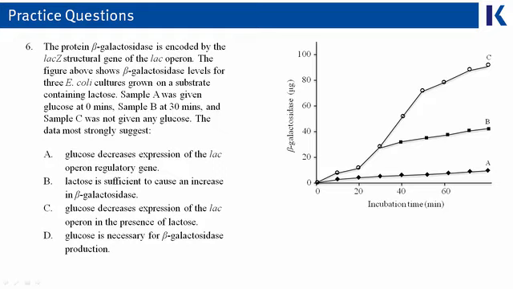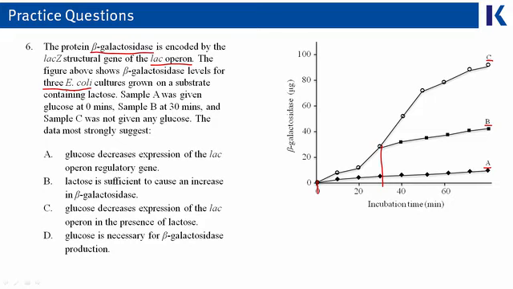But what questions 6, 7, and 8 are here to do is to show you that the MCAT can present the same information in totally different looking ways. Let's look at number 6. Number 6 happens to give us a gene regulatory mechanism. We're told that this protein, beta-galactosidase, is encoded by a structural gene of the lac operon. And there's this study where there are 3 E. coli cultures, samples A, B, and C. Sample A was given glucose at 0 minutes. Sample B was given glucose at 30 minutes. And sample C, well, we never gave them glucose at all.